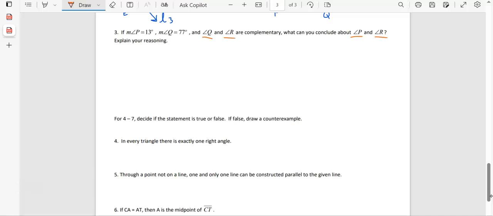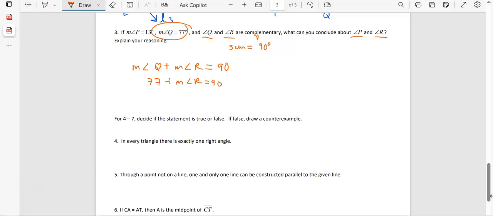So let's just unpack this a little bit. So I have angle P and angle Q, and I know that angle Q and R are complementary. So if angle Q and R are complementary, what do we remember from our definition? It means their measures sum to 90 degrees. And so I know the measure of angle Q plus the measure of angle R is 90 degrees. So I'm just going to write some algebra here. I'm just going to use my algebra skills. I know that the measure of angle Q is 77 degrees. So I'm going to go ahead and substitute that in.